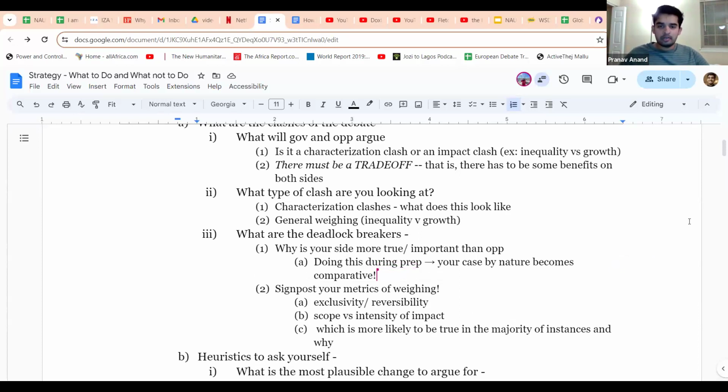Secondly, related to this, when you're figuring out deadlock breakers, signpost your metrics of weighing. Before you get there, Pranav, yes, one thing to add. Sorry, I said I was riffing off.